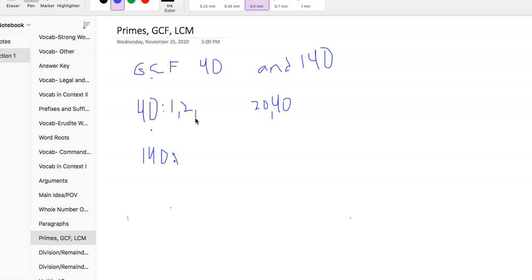Okay? 3 times 13 is 39, but there isn't a number that gets us to 40, so we'll skip over 3. 4 and 10, 4 times 10 is 40. 5 and 8, 5 times 8 is 40.